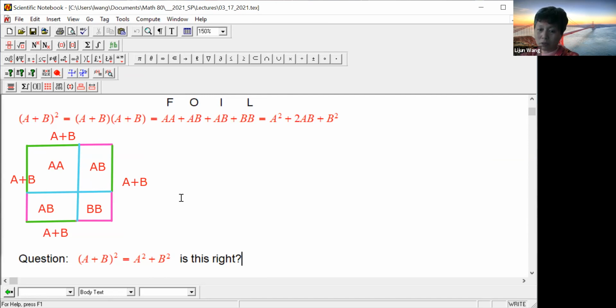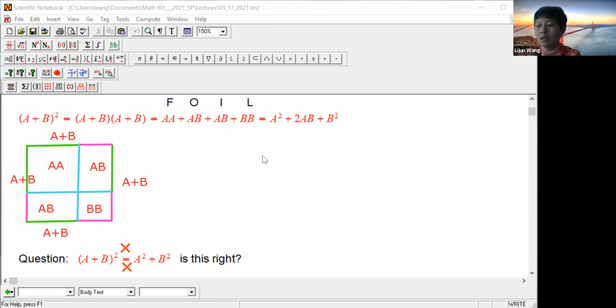Obviously not. So what's missing? We're missing these 2 pieces. Okay, we're missing these 2 pieces. Right? So these 2 pieces are missing. We have A squared, B squared, but A squared plus B squared is not the entire area of the square. Okay? So far, so good?